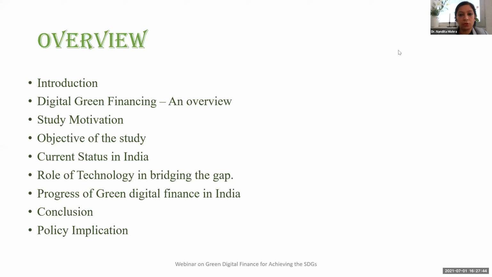The overview for today's presentation is that I will be giving a brief introduction and an overview of digital green financing, our study motivation, the objective of the study, the current status in India, what role technology will play in bridging the gap which we have identified, and what progress India has made in the field of green digital finance. Then we'll conclude with the policy implications.